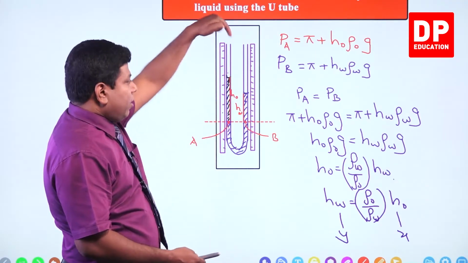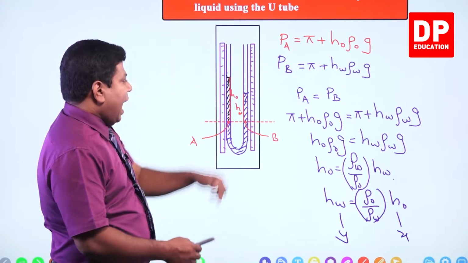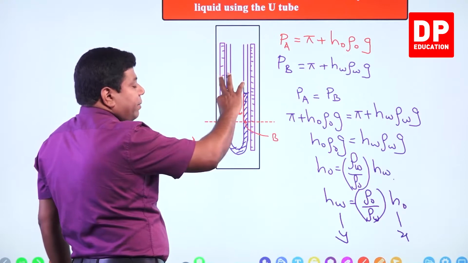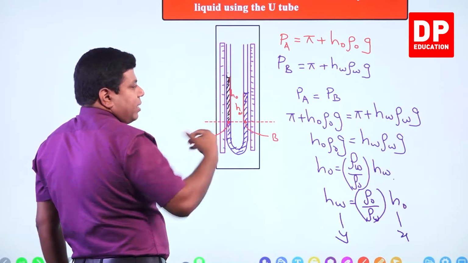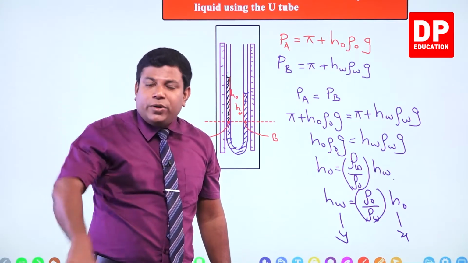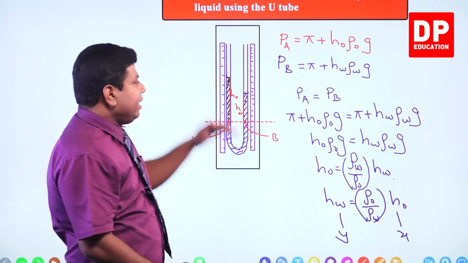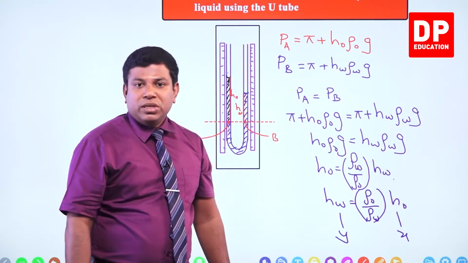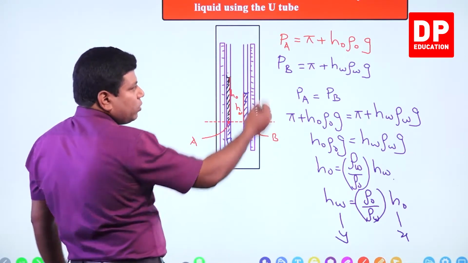If you put water into this, HO wouldn't change. The equilibrium position will change, but HO is going to remain the same because you have the same amount of oil, right? So, you can't do this experiment by adding water into it. You have to do this experiment by adding oil into this, then only you will get different HO and HW values.